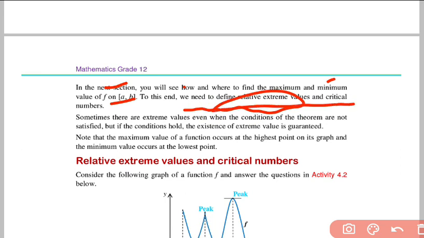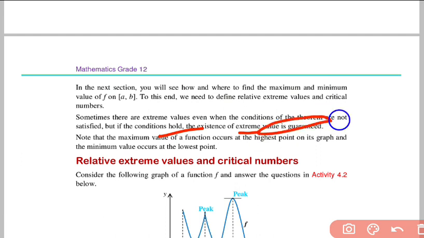Relative extreme value. Sometimes there are extreme values even when the conditions of the theorem are not satisfied. But if the function is continuous on a closed bounded interval and the conditions hold, the existence of extreme values is guaranteed.